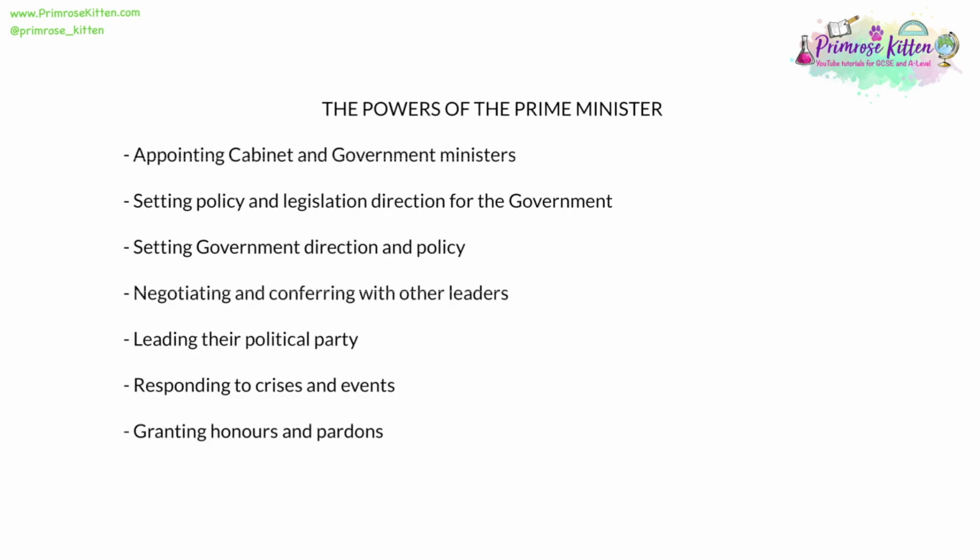The Prime Minister also has several additional powers. They appoint cabinet and government ministers, about 90 in total. They set policy and legislation direction for the government. They set overall direction and policy for the government. They set the tone of what the government is doing. They negotiate and confer with other leaders. They lead their particular political party. They respond, as the whole government does, to crises and events as they occur, and they can grant honours and pardons.